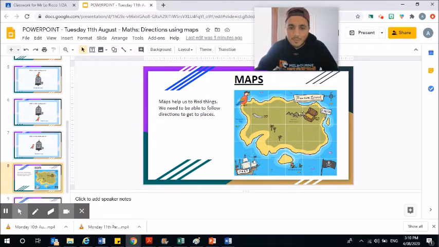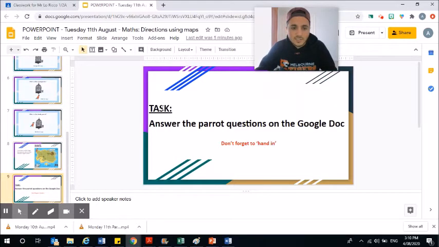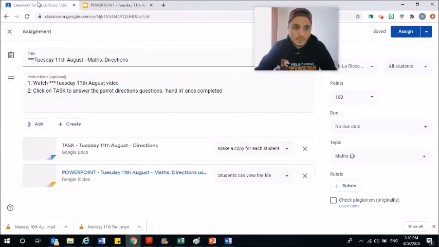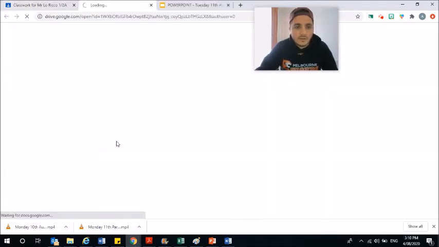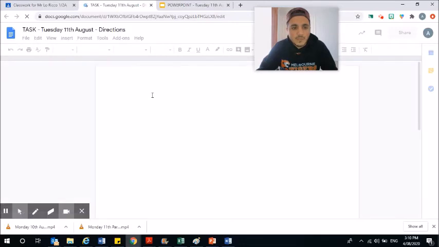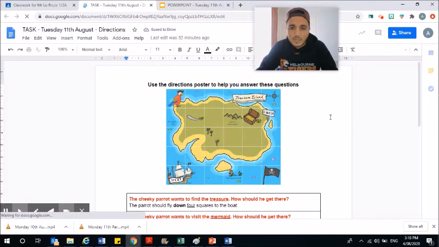This is a map. Maps help us to find things. We need to be able to follow directions to get to places. And we can do that by using maps. Your task today is going to be to use the maps. I'm going to click on the task in just a moment and show you. So you will see a map that looks like this. So this just tells us what our task is, to answer the parrot questions on the Google Doc. So if you go back to our classwork page and click on task, see how it says task here? Make sure that you've got the right date. Today's Tuesday the 11th. If I click on the task, it will bring me to our task.